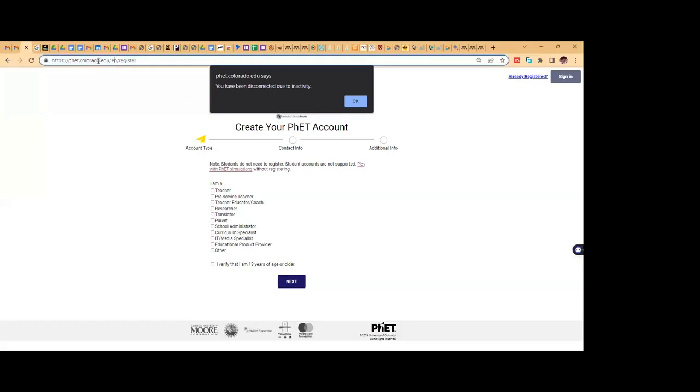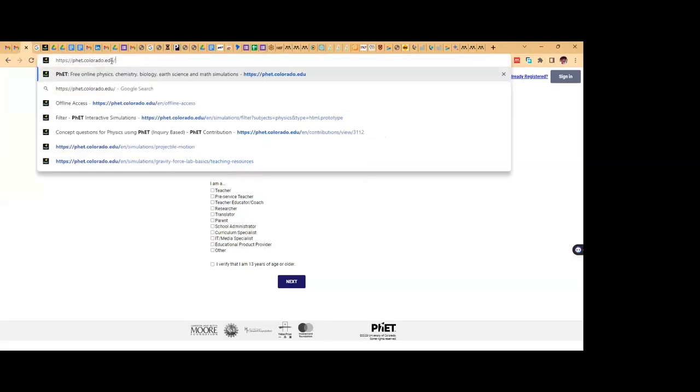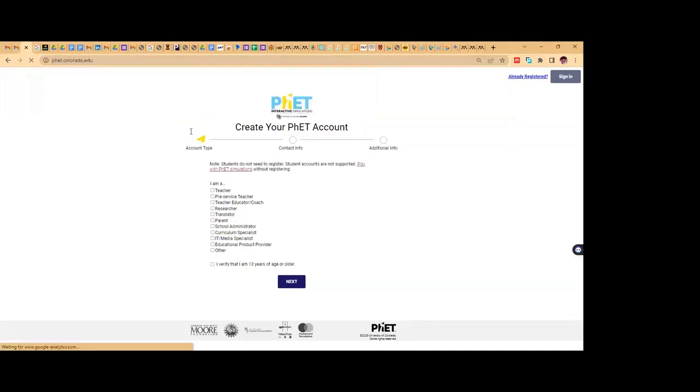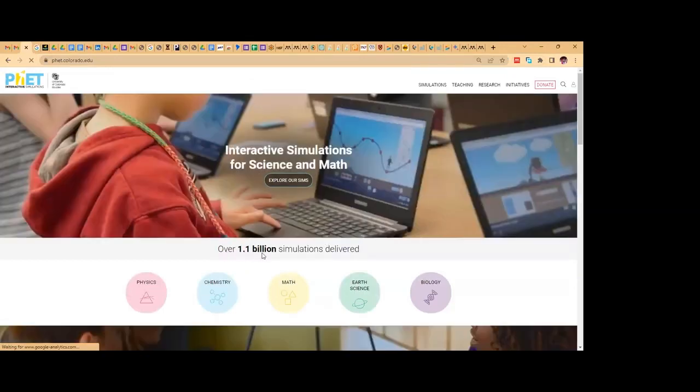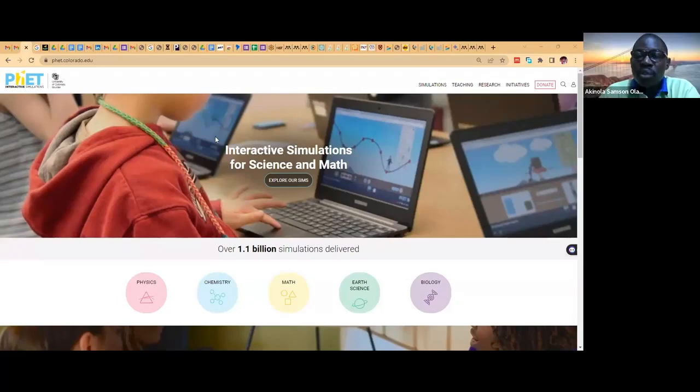Okay, so the website is phet.colorado.edu. That's a website for the PhET interactive simulation. So I quickly open the website for us to see. Now, we have over 1.1 billion simulations delivered so far on these projects. And like I mentioned, PhET simulations are free, absolutely free. So as a user, you don't have to pay for it.